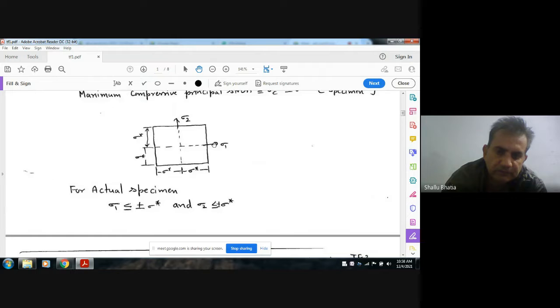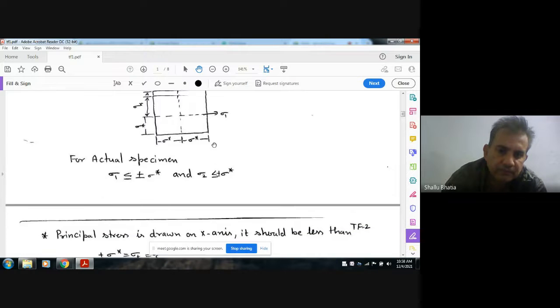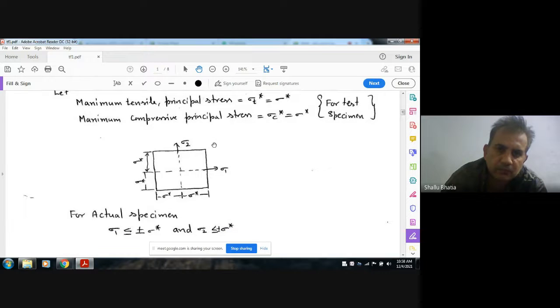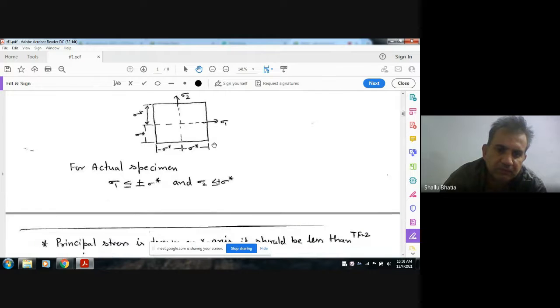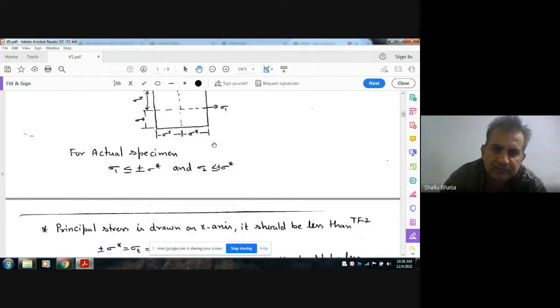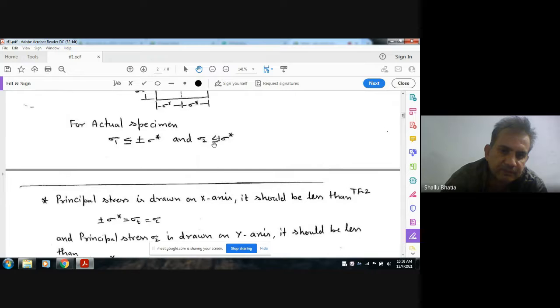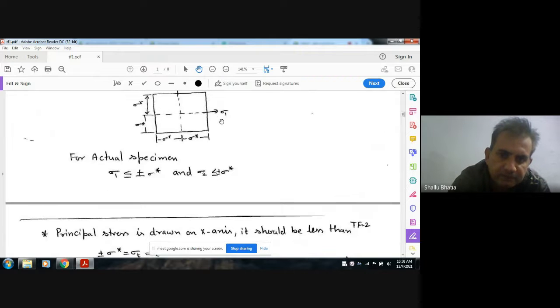So this is the graphical representation. To read out: maximum tensile principal stress sigma t star is equal to sigma star. Maximum compressive principal stress sigma c star is equal to sigma star. For the actual specimen, sigma 1 should be less than plus minus sigma star, and sigma 2 should be less than plus minus sigma star. The principal stresses are drawn on the x-axis. This is the principal stress, which can be this much, and the maximum value is sigma star.